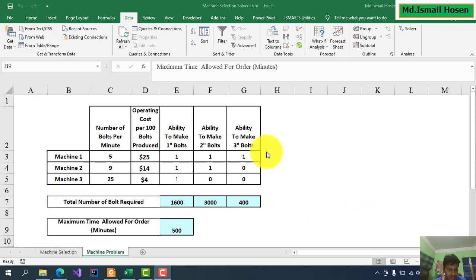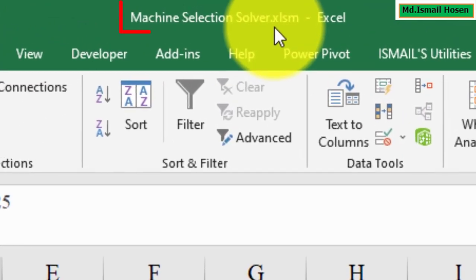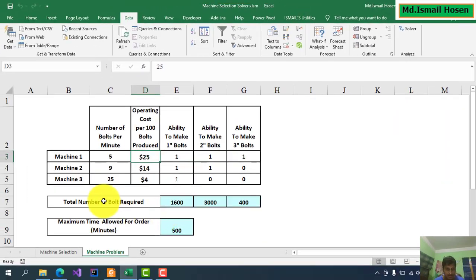Hi, so today we are going to see a solver-based problem and its solution. It's called the machine selection problem. Okay, so the problem statement is something like this.